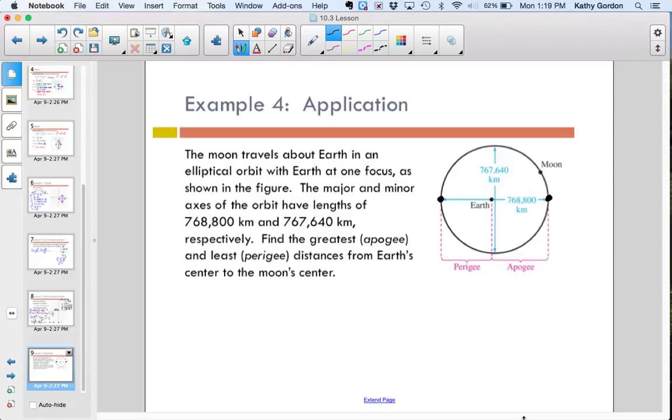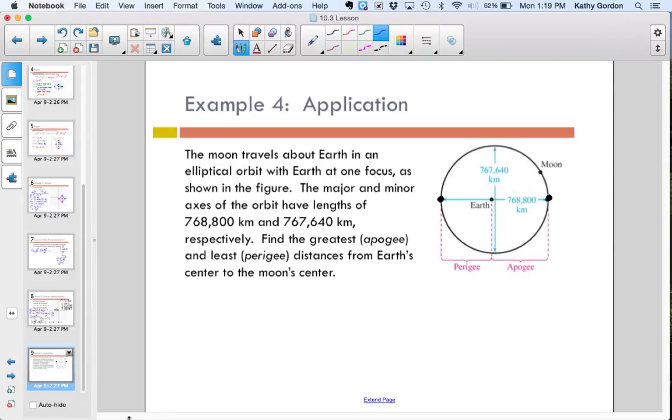You can find the center by getting half of the major axis, right? Okay, do I actually need the center? Half of the major axis actually gives me what? Well, I was thinking about finding the distance from the center to Earth. I don't know if that's what we have to do.